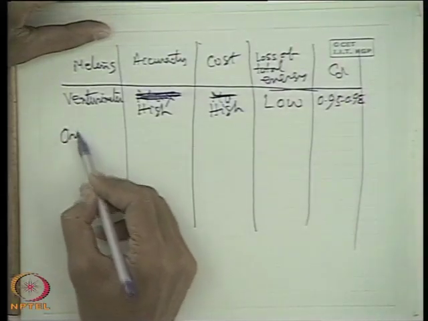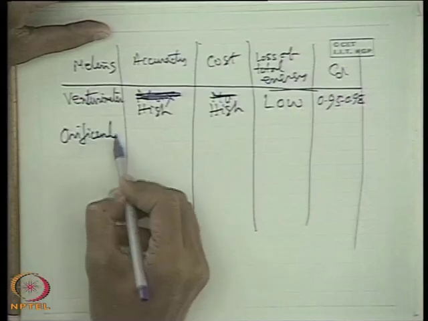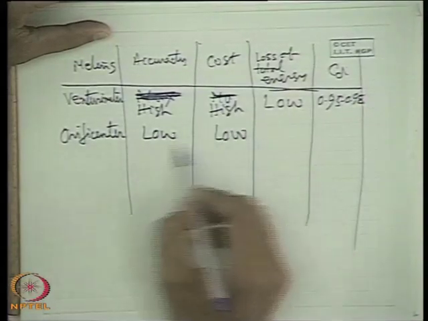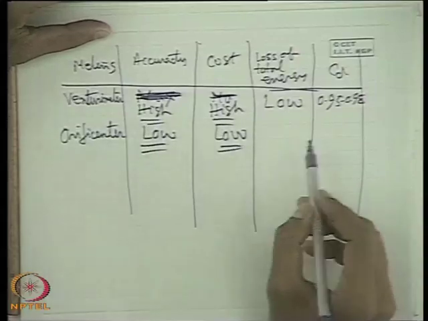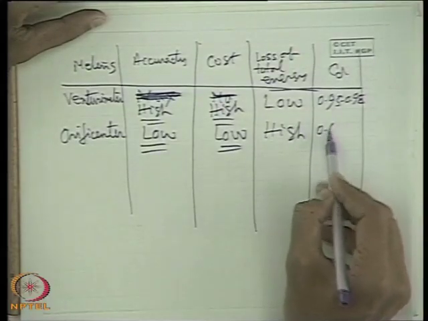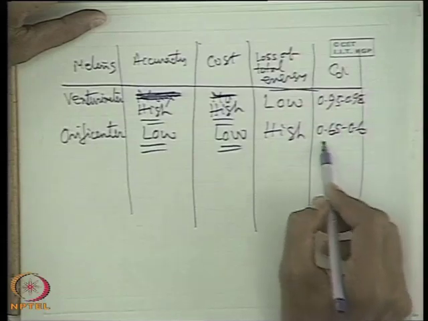Similarly, the orifice meter is the other extreme. Accuracy is very low, cost is also low. So loss of energy is very high, and the CD value is 0.6 to 0.65.